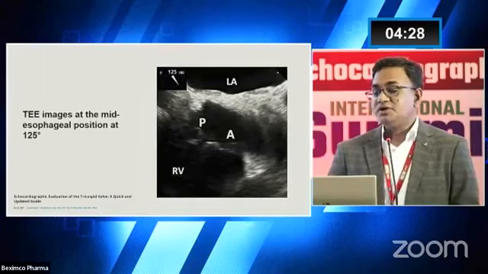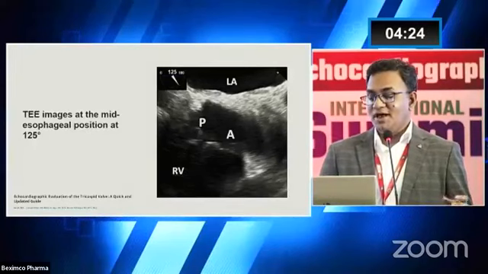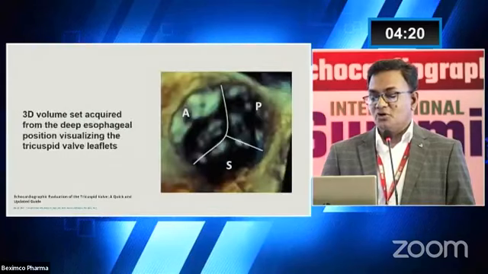At 125 degrees, near the bicaval view, we can also visualize the anterior and posterior leaflets. 3D echo also helps to assess the tricuspid valve accurately.